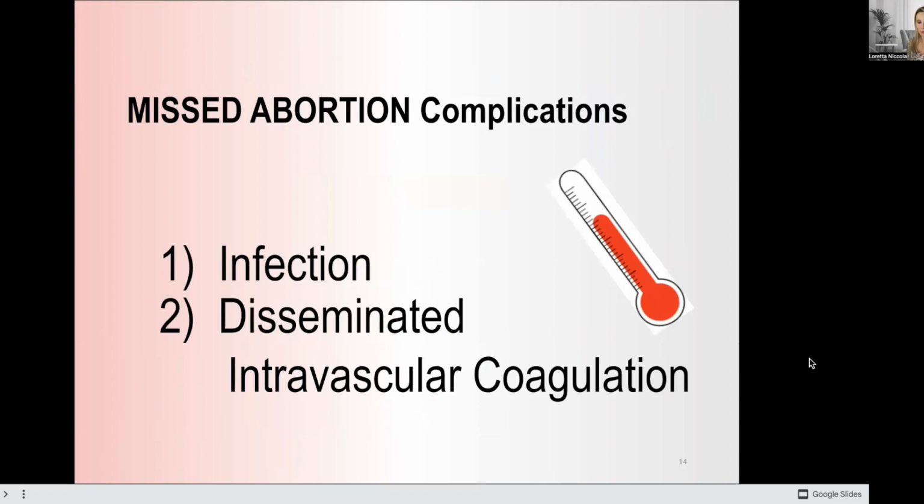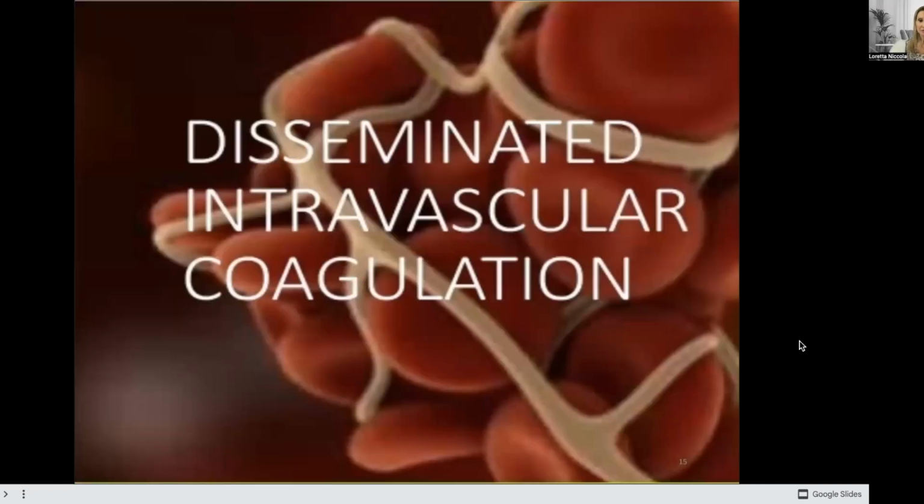So with a missed abortion, again, the two most common severe complications are infection and disseminated intravascular coagulation. So again, we don't leave that missed fetal demise in the uterus for very long. Disseminated intravascular coagulation. Disseminated means it's spread out over the body. It's not localized. It spreads.